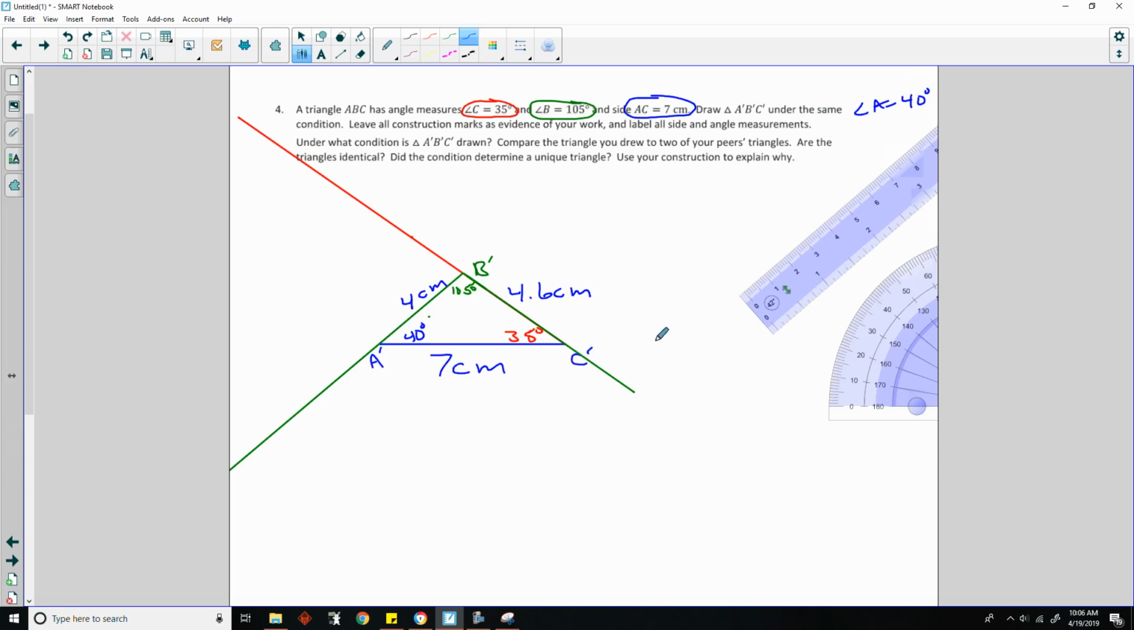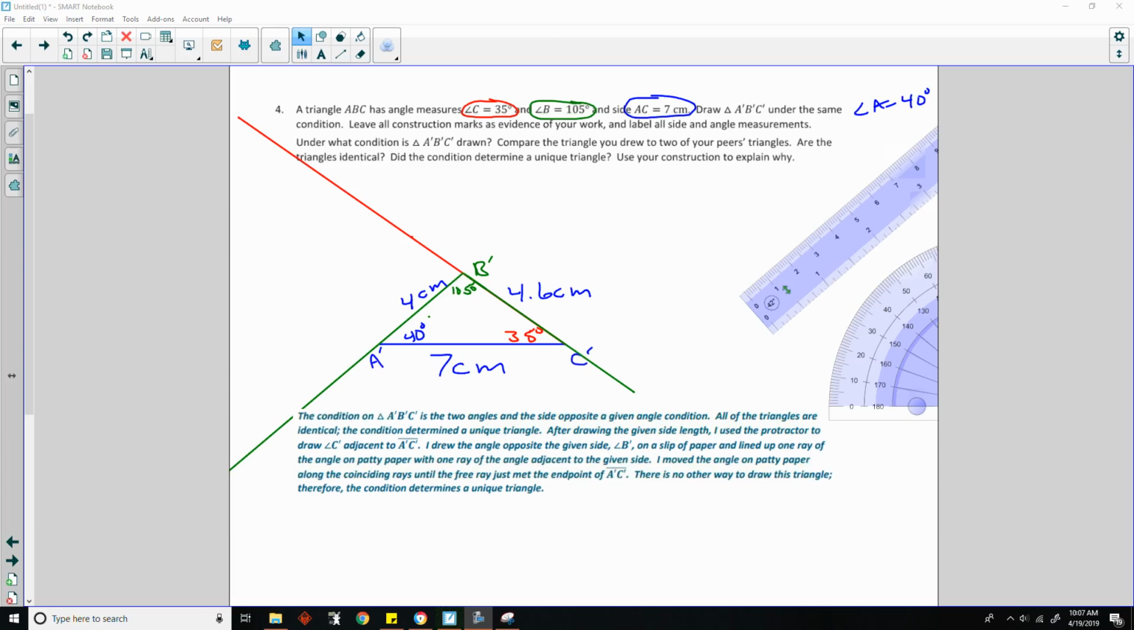Now I also check to make sure that makes sense. My smallest angle is 35, so my shortest side should be opposite, and 4 is shorter than 4.6 and 7. My second largest angle is 40 degrees. 4.6 is between 4 and 7. 105 degrees is my biggest angle, so the side opposite must be my biggest side. 7 is more than 4.6 and 4.